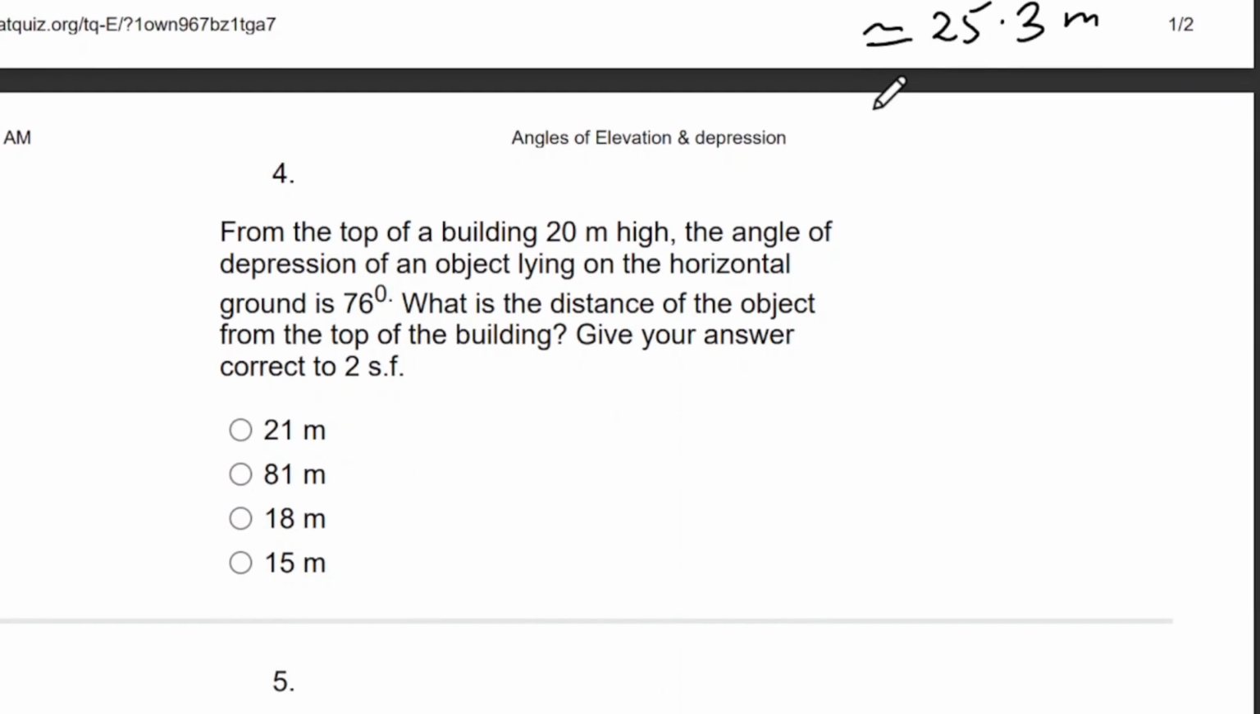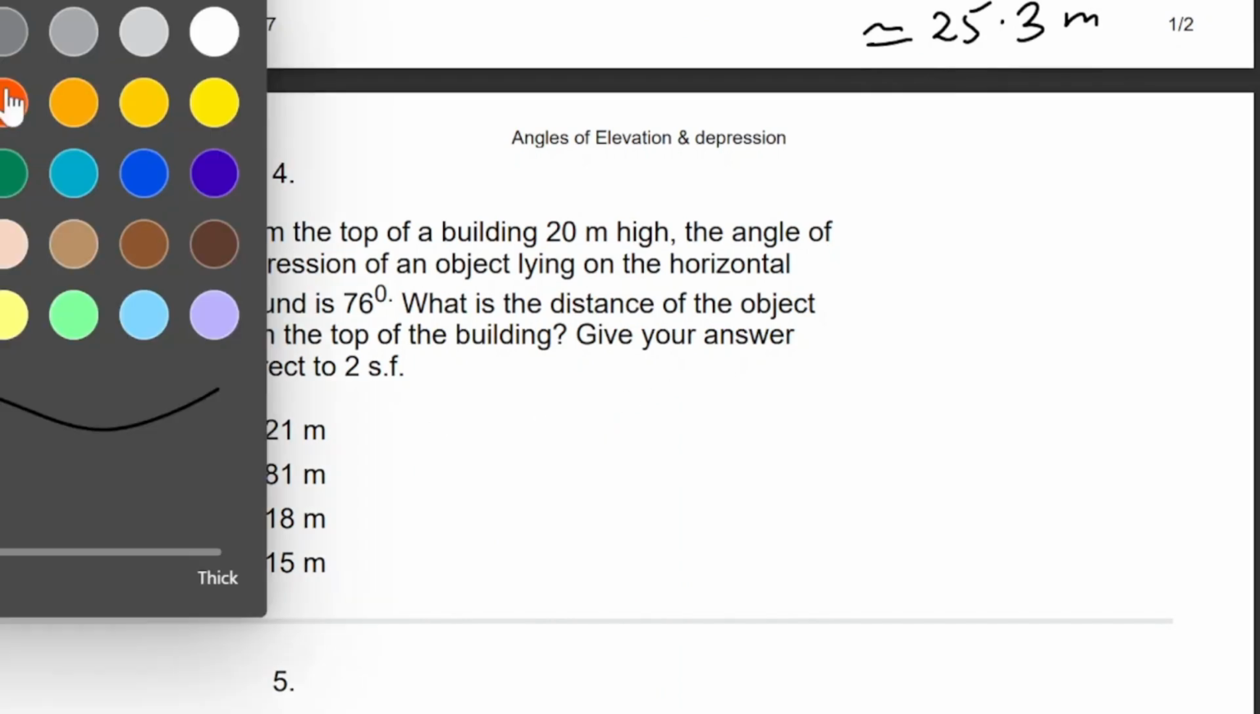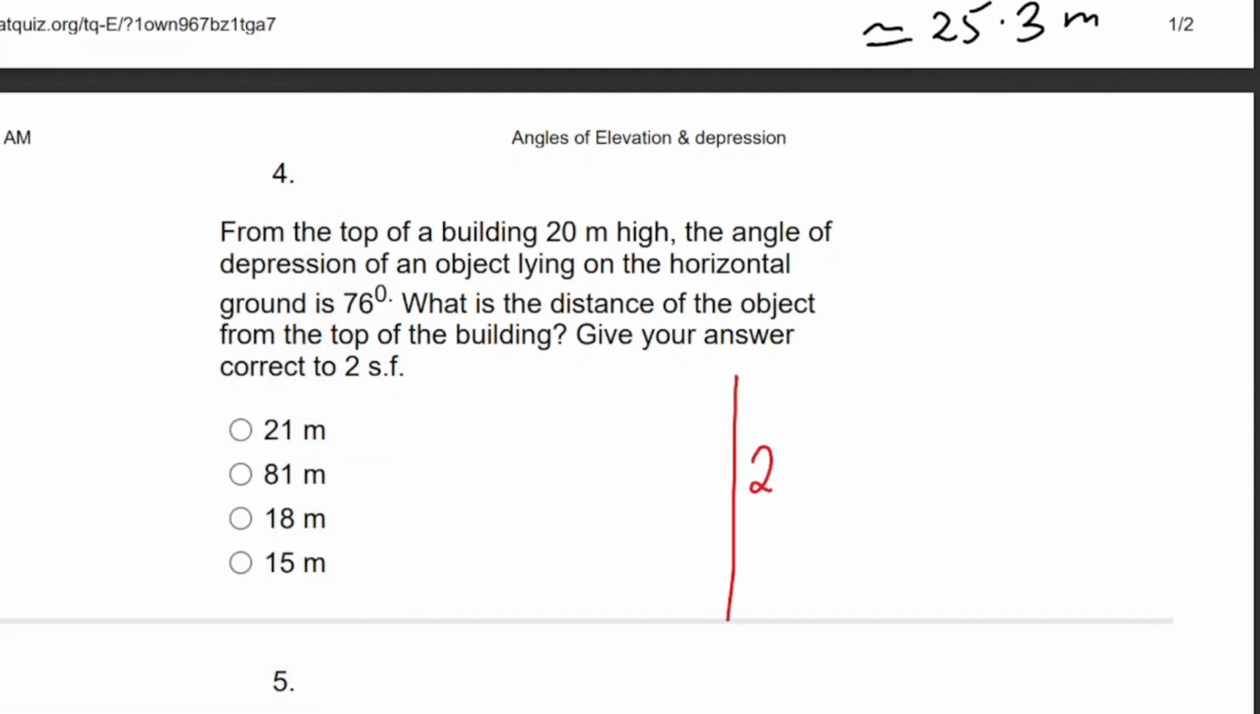So question 4 here. From the top of the building, 20 meters high. So the building is 20 meters high. And from the top, so this is horizontal level, the angle of depression of an object lying on the horizontal ground, this is horizontal ground, so this is an object here. So angle of depression here is 76 degrees. What is the distance of the object from the top of the building?